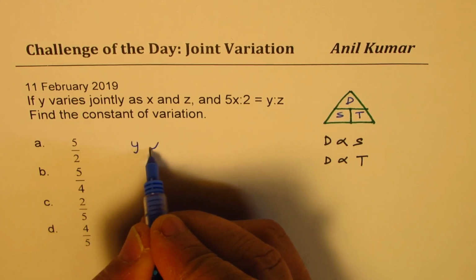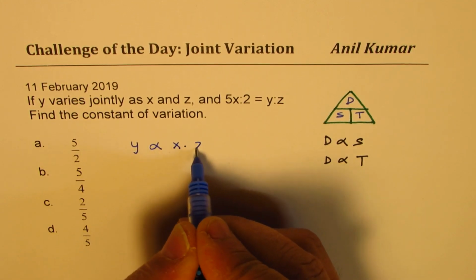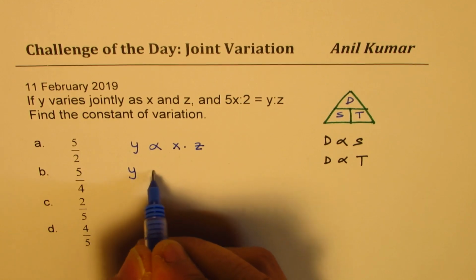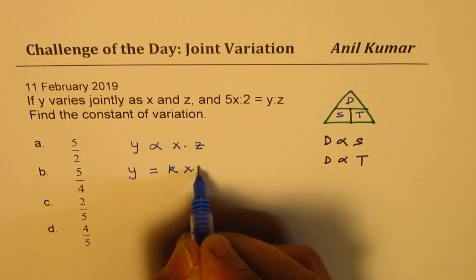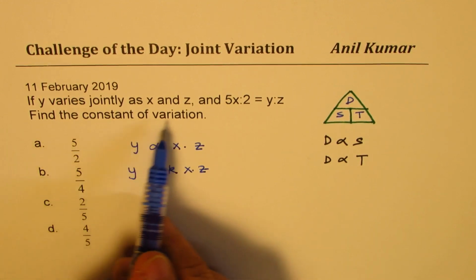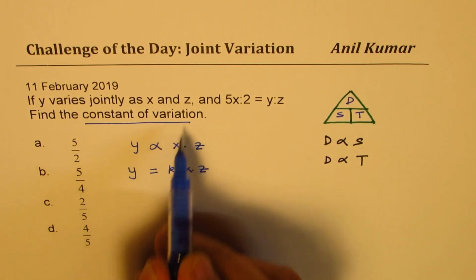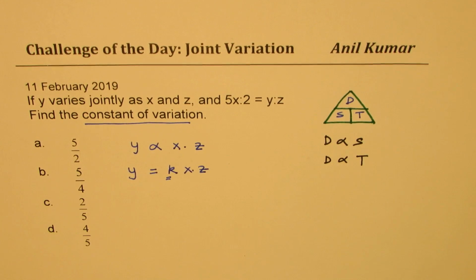So y is proportional to x times z, right? So that means y should be equal to some constant k times x times z. Find the constant of variation, that is this value of k, which we need to find. Perfect. That is the question for you.